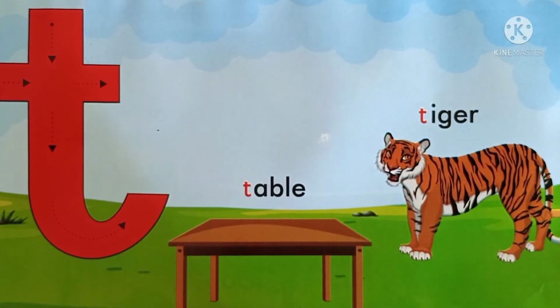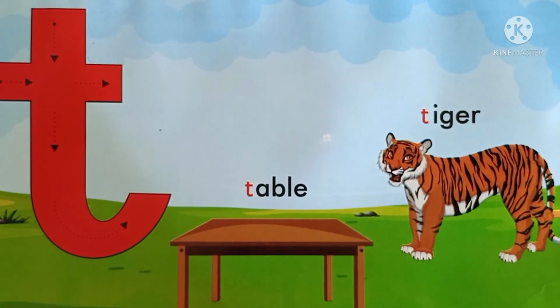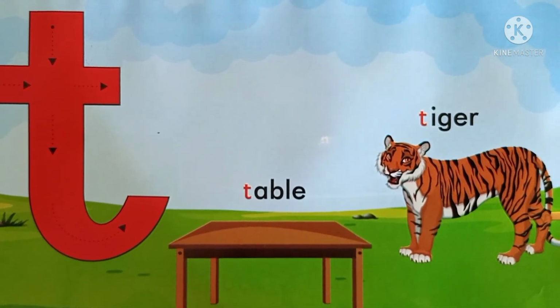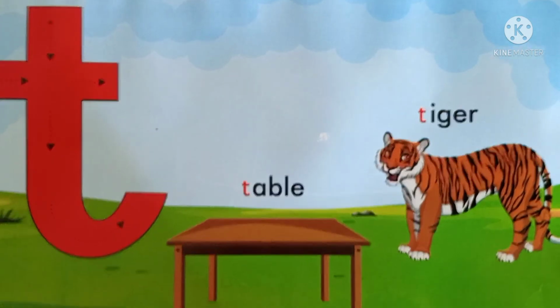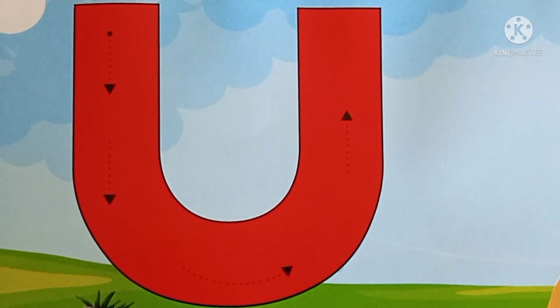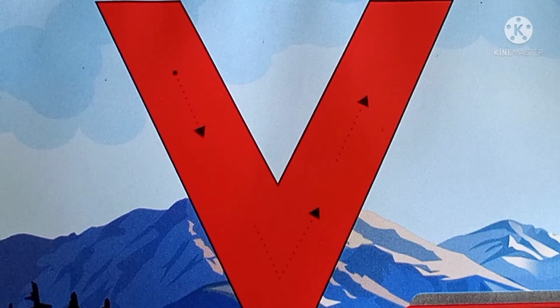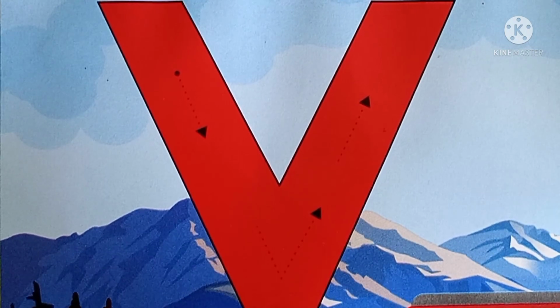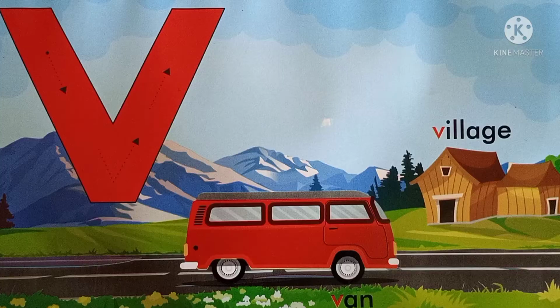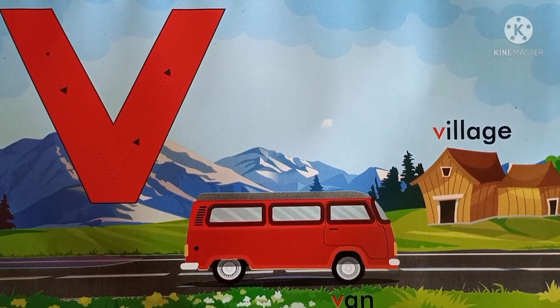T. T for table. T for tiger. U. U for umbrella. V. V for van. V for village.